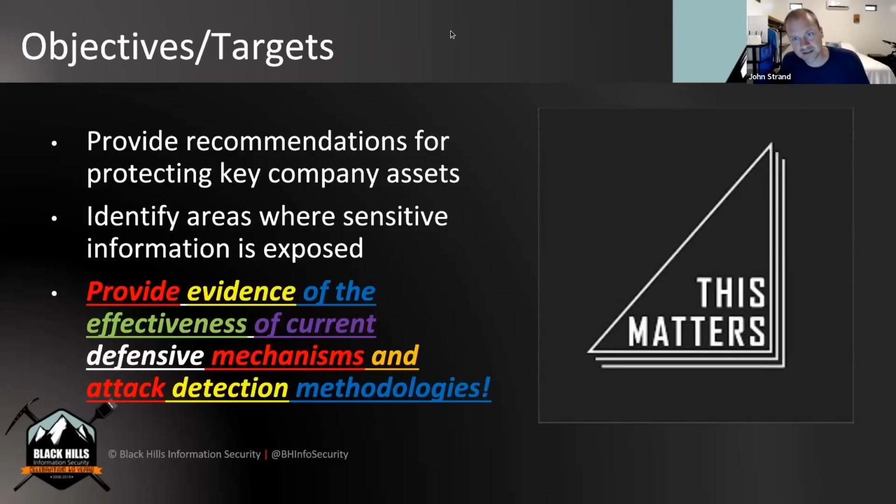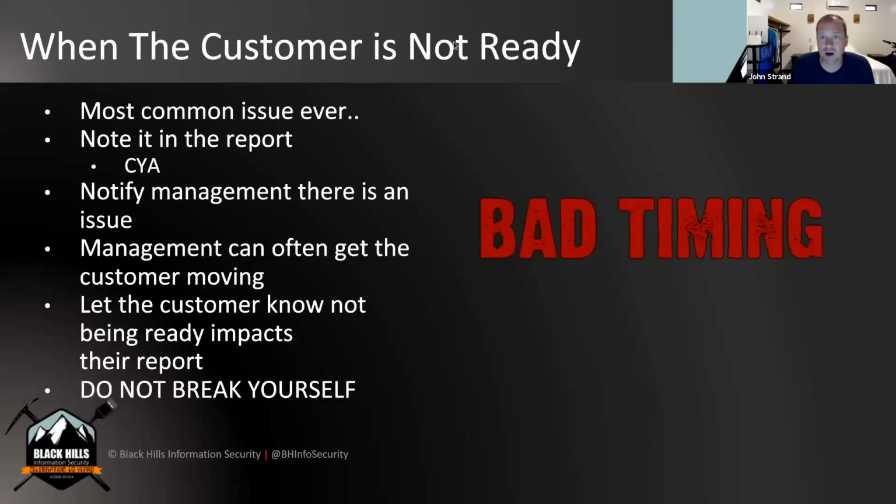Our goal and objective is to identify gaps and weaknesses. Our goals and objectives are also to help organizations identify what is working, because they're going to use that to make budgetary decisions moving forward in the future. And we want to assist with those budgetary decisions as well.